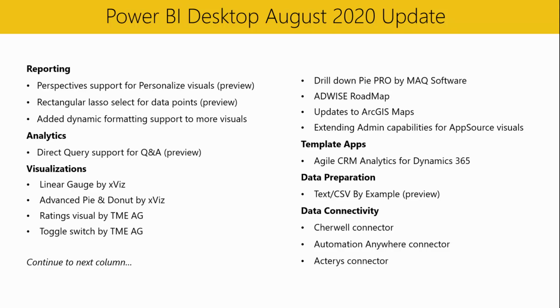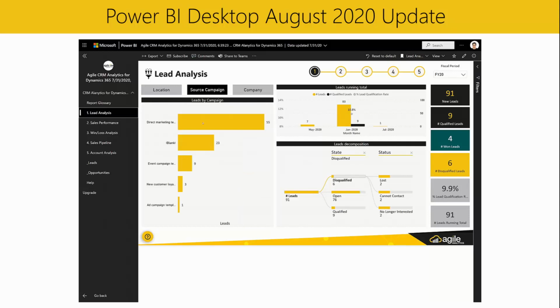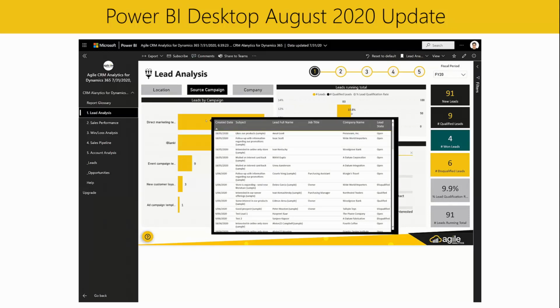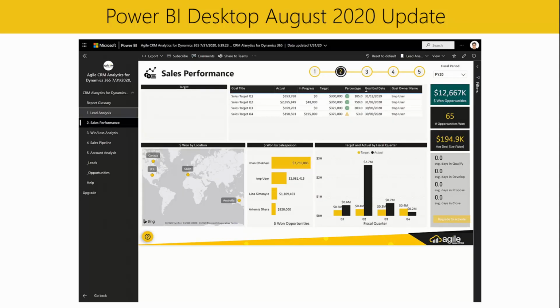We also have a new addition to our Power BI templates on AppSource. Template apps allow you to save time by connecting your own data to a pre-built report that you can personalize and share. New this month is the Agile CRM Analytics for Dynamics 365 app. This is a set of Power BI analytical reports for Dynamics 365 to give you better insights from your CRM data. If you're interested in trying out this template app, please check out its link in the video description below.